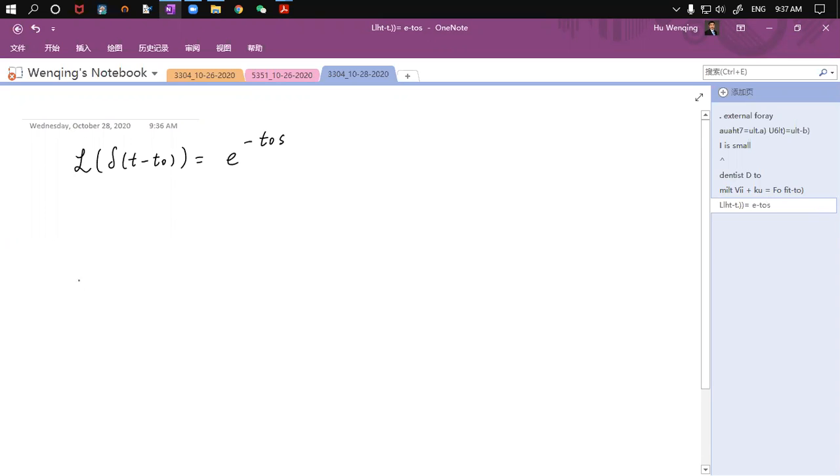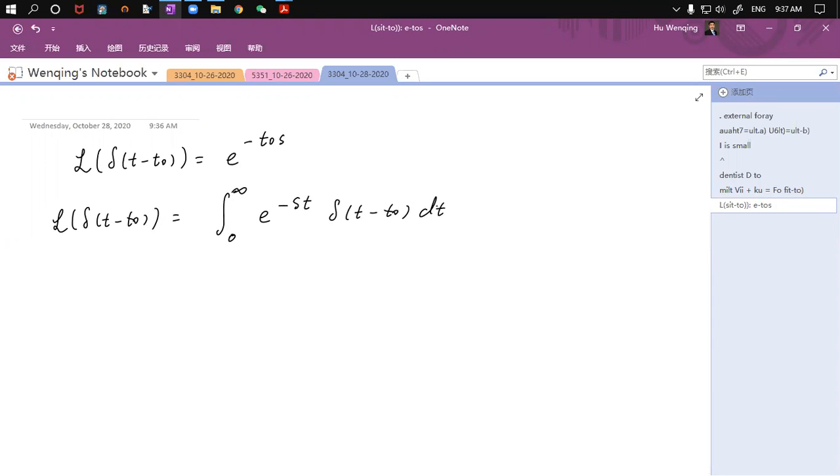But how do you calculate it? Well, you can see that the Laplace transform of delta(t minus t0) is nothing but the integral, according to the definition of Laplace transform, from 0 to infinity of e power minus st multiplied by delta(t minus t0) dt. This is very important from our previous lectures. This is the definition of Laplace transform. But with this definition, what can you really do?